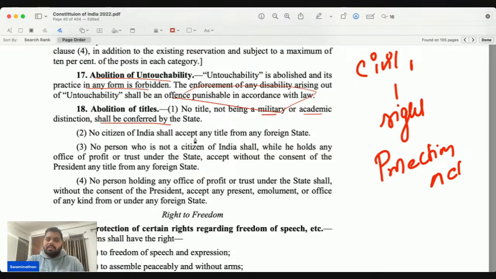No citizen of India shall accept any title from a foreign state. And third, it says no person who is not a citizen of India but is holding any office of profit with the government of India shall accept any titles from a foreign state without the consent of the president. So firstly, the government will not give any title. The citizen of India will not accept any title from a foreign state. Thirdly, persons who are employed under the government of India, specifically in an office of profit, even if they are not citizens of India, are not supposed to accept any titles from a foreign state without the consent of the president, right? So this is abolition of titles under Article 18.